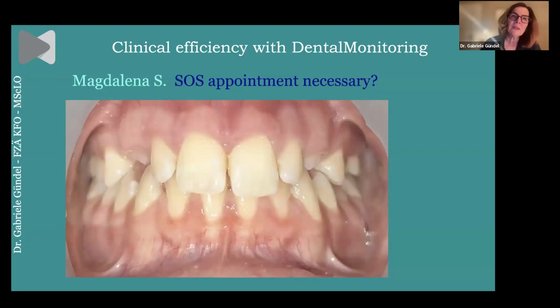Another very important piece of information: how many patients are calling you in the morning and saying, "Well, I don't know, I think there is something wrong with my appliance, but I cannot tell you what. So can I come this afternoon?" And yes, of course, you will say, "Yes, come. We would like to have a look."